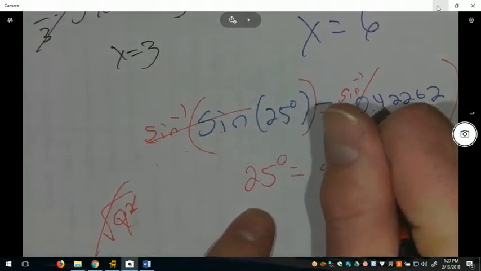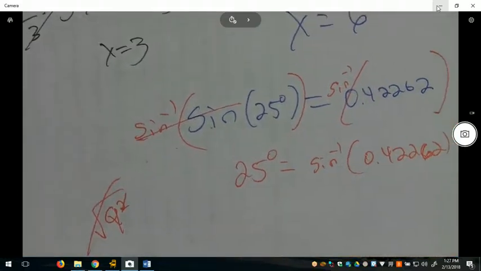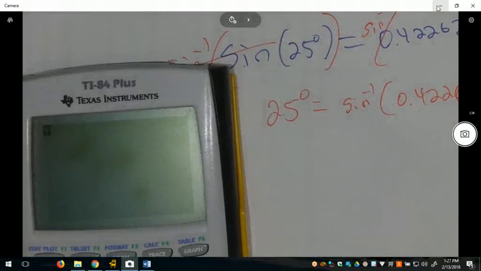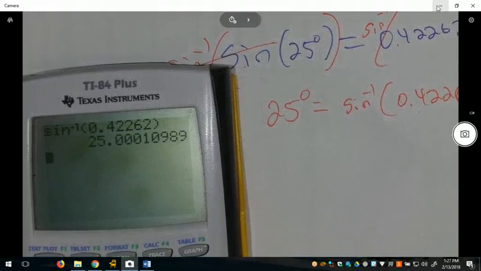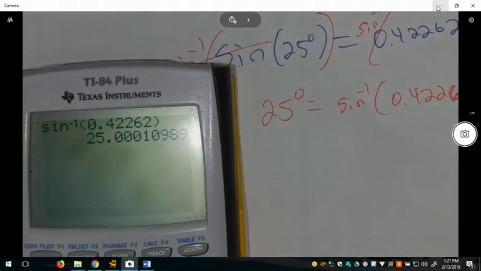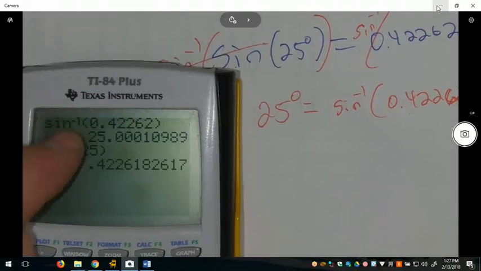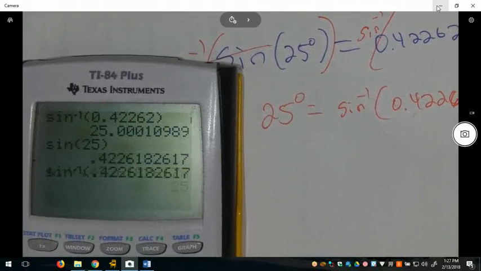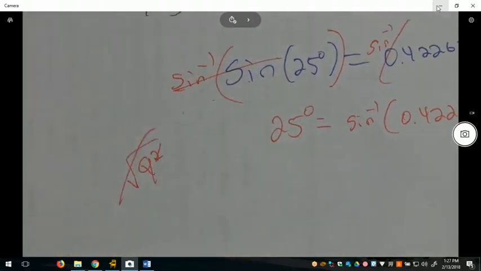25 degrees equals sine inverse of 0.42262. Now it's not going to be completely accurate because of rounding, but sine inverse of 0.42262 is pretty much 25 degrees. If I do sine of 25 degrees, I get that decimal value. If I do sine inverse of it, I get the angle back. That's what inverse functions do.